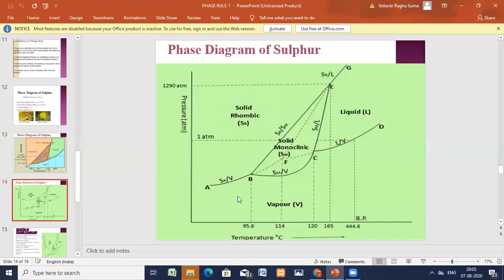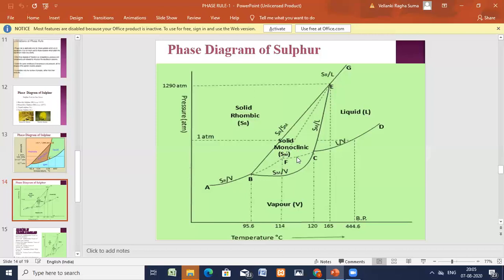I hope you have understood this diagram. Now in detail we'll discuss. About the areas, I have told you the 4 areas. Curves or lines are the same: AB, BE, EG, EC, CB, CD, we have discussed. And at this F point, all the 4 are in equilibrium: rhombic sulfur, monoclinic sulfur, liquid sulfur, and vapor sulfur. All of them are in equilibrium.